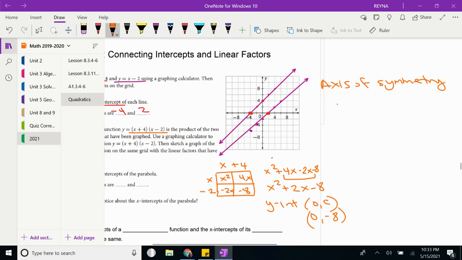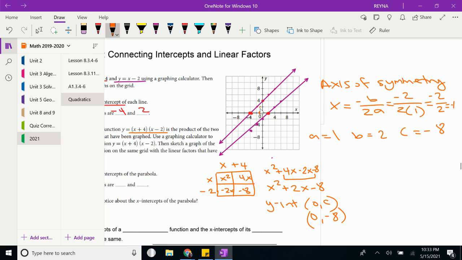We know that is x equals negative b divided by 2a. Okay, and then we know a equals 1, b equals 2, and c equals negative 8. So negative 2 times 1, negative 2 divided by 2. So that would be equal negative 1. So we have an axis of symmetry down negative 1.